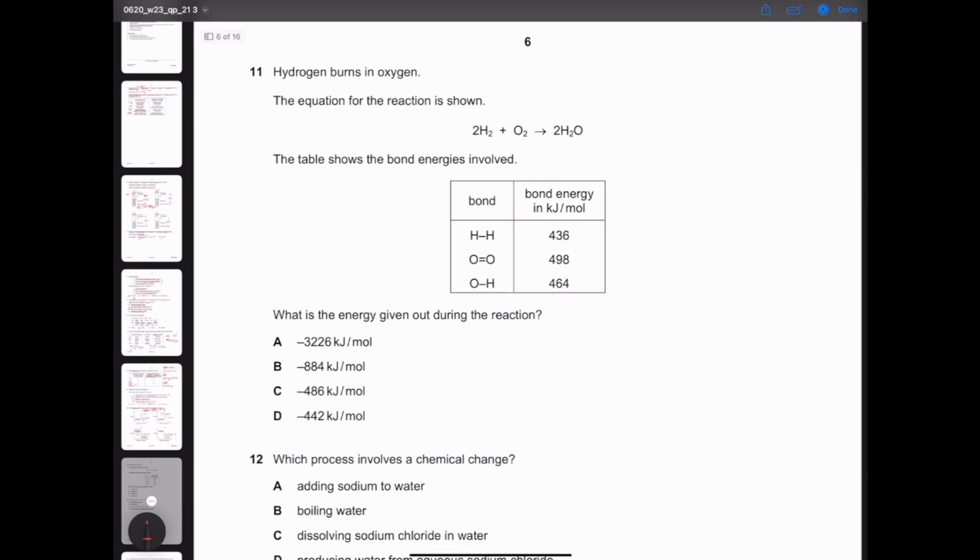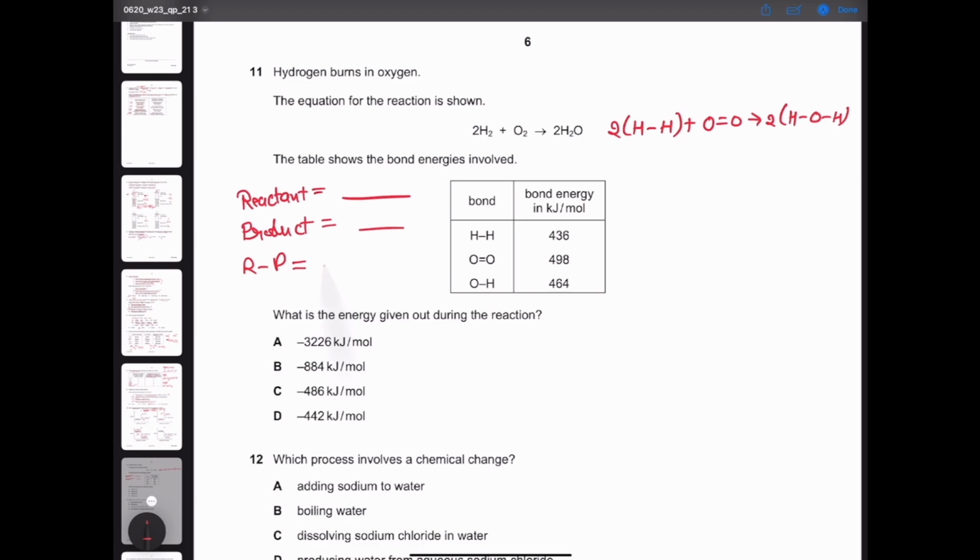Question number 11. This will require a little bit of maths. Let me make it simpler for you. So 2 times hydrogen bonded to hydrogen plus oxygen double bonded to oxygen is equal to 2 times HOH. This is the structure of H2O. Alright. Now, in order to solve it using the simplest method, I recommend one way. Just figure out the energy of the reactants, figure out the energy of products separately, and then simply do reactant minus product. If it comes out to be negative, it is an exothermic reaction. If it comes out to be positive, it is an endothermic reaction. Very simple way, it will avoid any confusion.